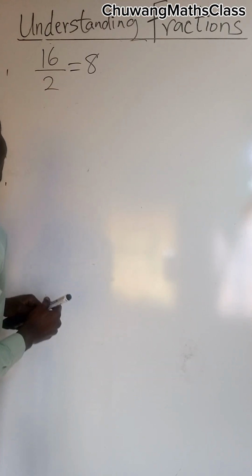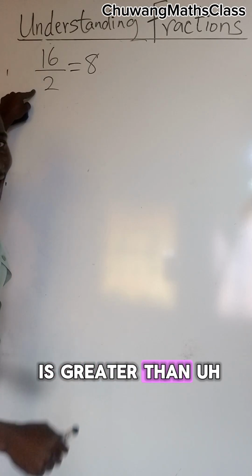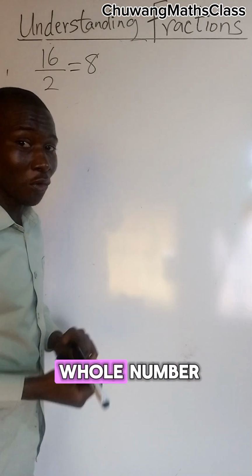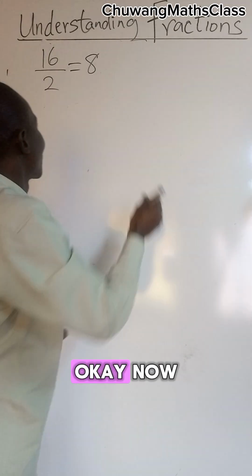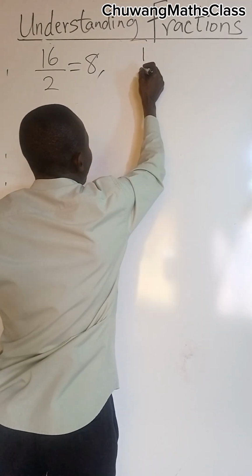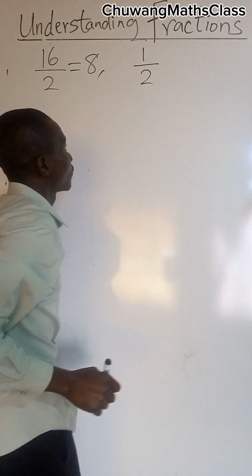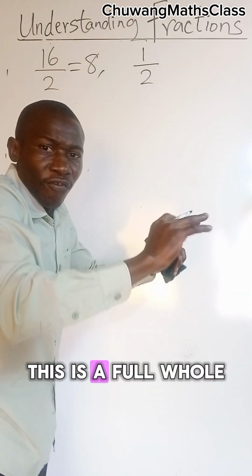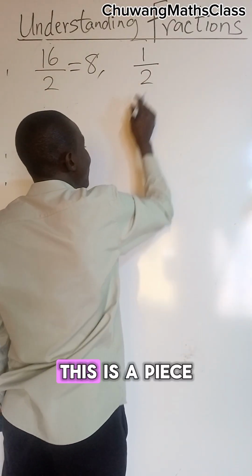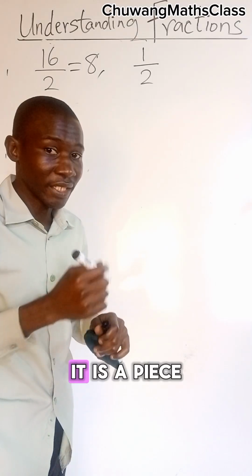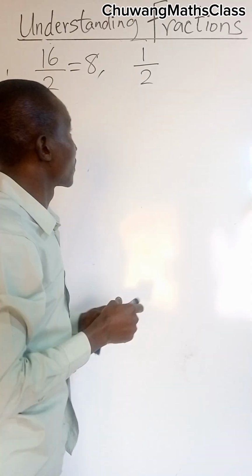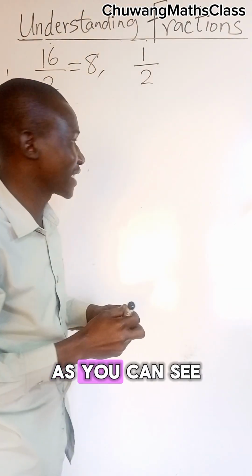Now notice that the top number here, the numerator, is greater than the denominator. So in this case, you will sometimes have a whole number, just as we have this one. Okay. Now, let's say we have another example. Let's say 1. This is 1. We are dividing it by 2. Now, you see, this is a full whole, dividing it by 2. This is a piece of 1. It is a fragment of 1. This is a half of 1, as we can see.